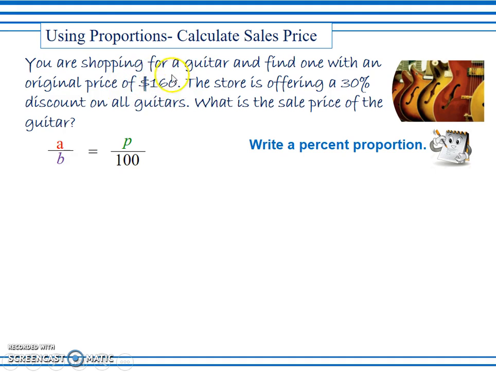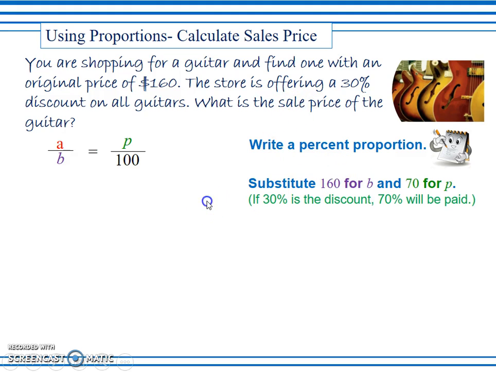The original price is $160, so that would be our base price, and it says that it's offered on discount for 30%. Now, the question asks what the sale price is. If we get a discount of 30%, we're actually paying 70%. So let's substitute 70% in for P.